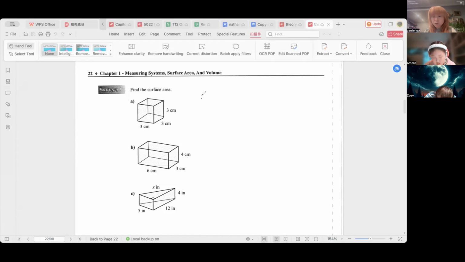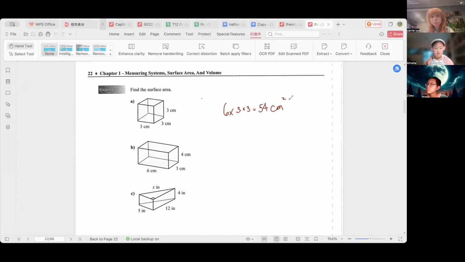Okay, so let's take a look at the first one. Zoe, could you please tell me what the answer for the first one is? I got 54. Amelia, did you get the same thing? Yeah, this one's pretty easy, 54 cm squared. Very good. Because 3 times 3 is one side, and there are 6 of them, so 6 times 3 times 3, right?